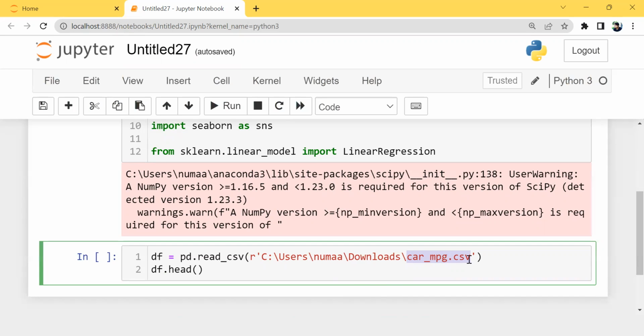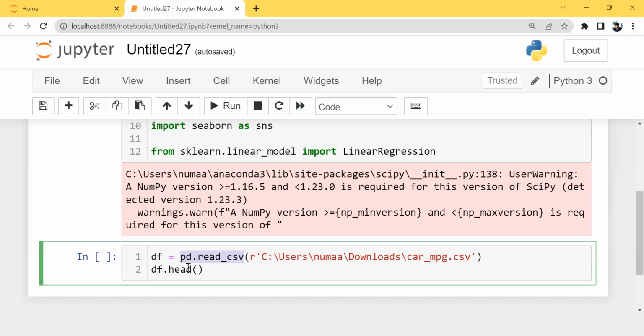You may also find car underscore mpg dot xlsx, which means the file is in the format of an Excel workbook. For now, this particular file has been made in the format of .csv. For this reason, I'm calling my pandas library, pd dot read underscore csv. Why? Because my file is in the format of .csv, so I'm using pd.read_csv.